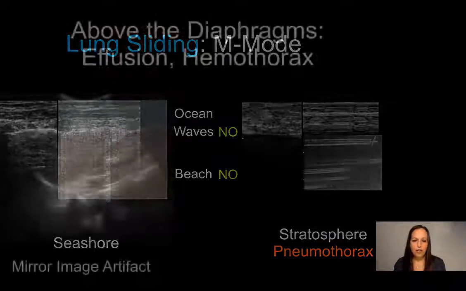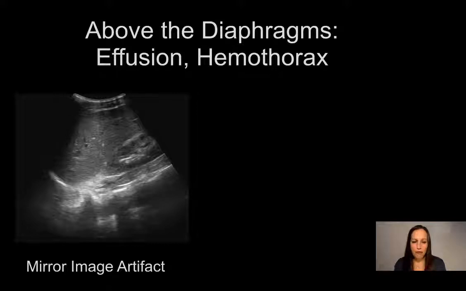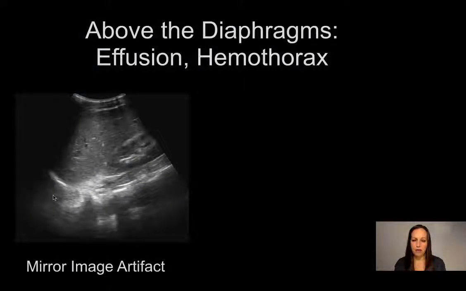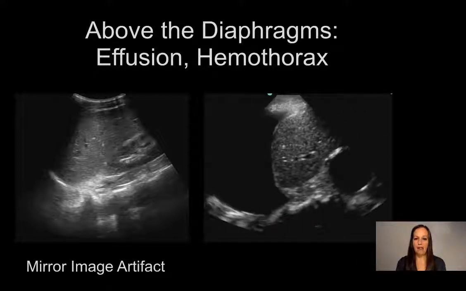Now, as a refresher, we already looked above the diaphragm to look for fluid. So we just looked for pneumothorax, but we've already looked above the diaphragm when we looked at the right upper quadrant and left upper quadrant. And as a quick review, we're looking for that mirror image artifact, and that means that there's no fluid in the thorax. And when we have fluid, we have absence of that mirror image artifact, and we have the spine sign.